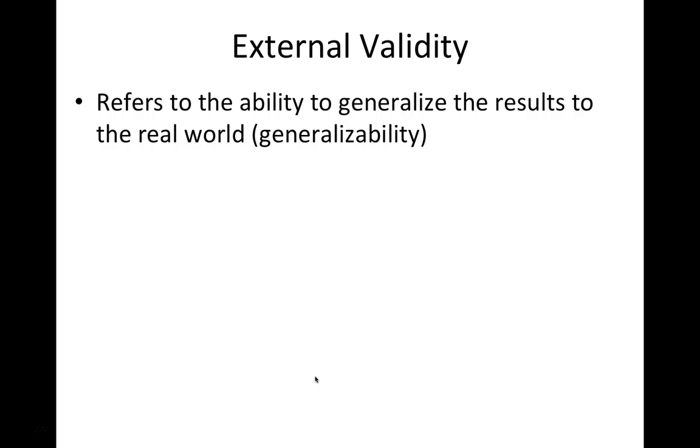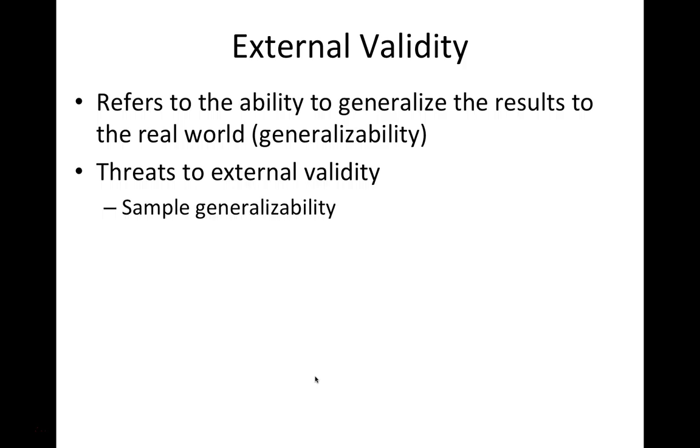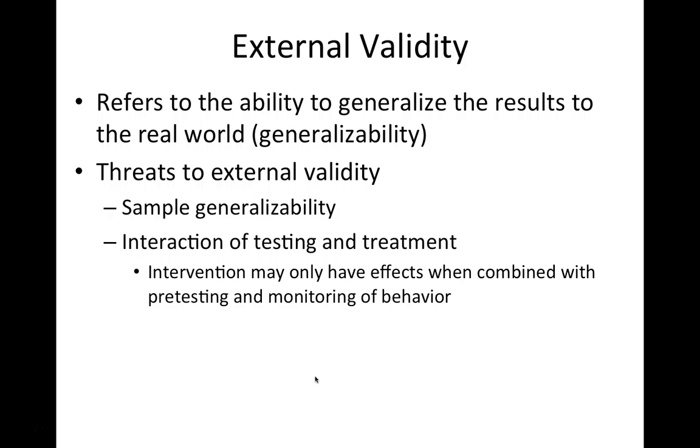In terms of external validity, this refers to the ability to generalize these results to the real world. This is often when we talk about generalizability. So does this effect exist out in the world? There are obviously a variety of threats to external validity. We talk probably most about sample generalizability, so how similar is your sample to this population out in the world. And so that impacts our ability to make these claims about whether or not these effects exist in the world.